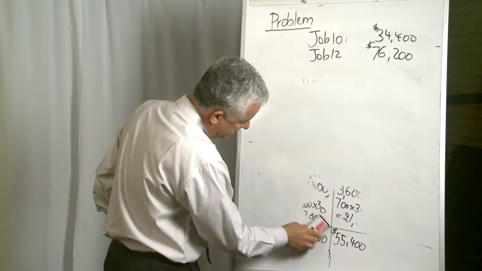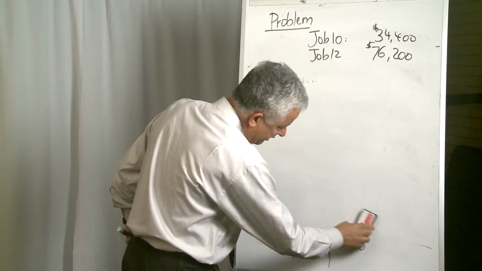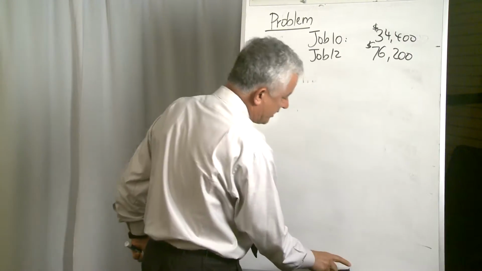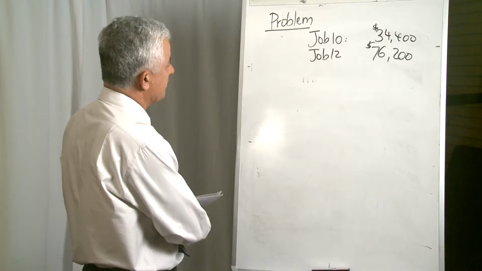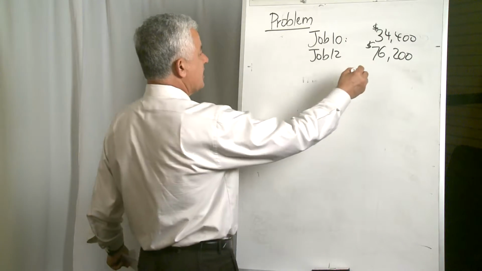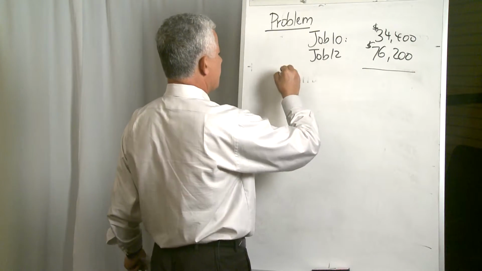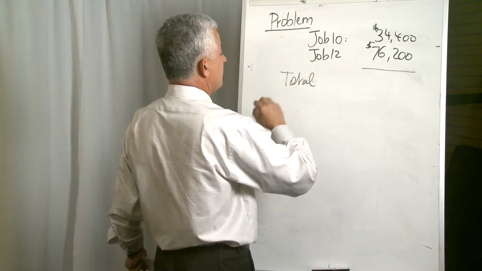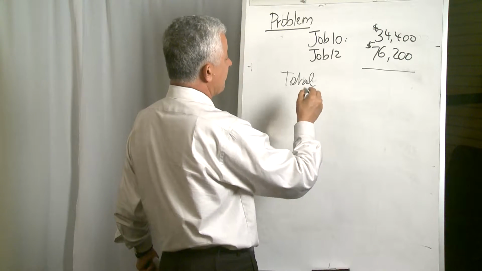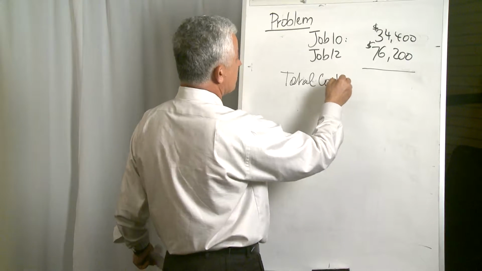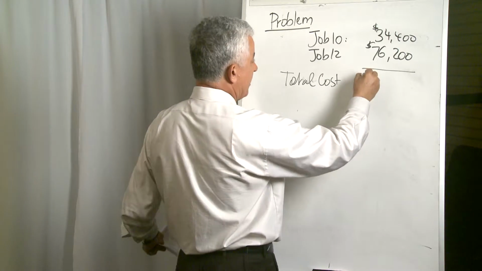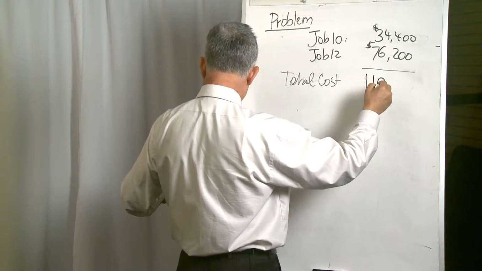Because by definition, the work in process consists of only those jobs that were not finished by the end of the period, right? So once they are finished, what is the total cost associated with these two finished jobs? Total cost. So we're adding them together, so we have 110,600.